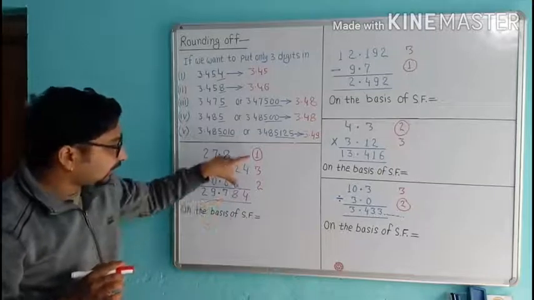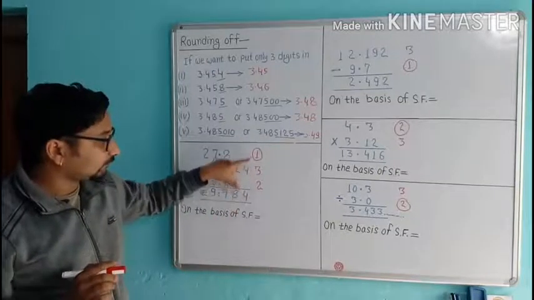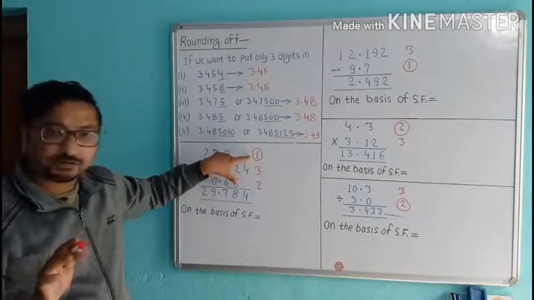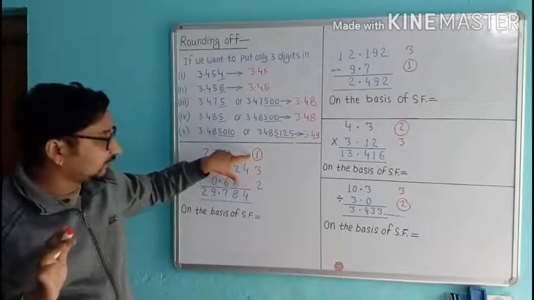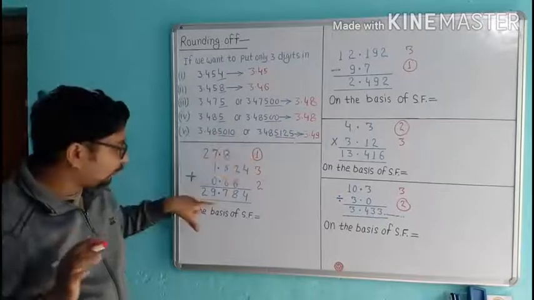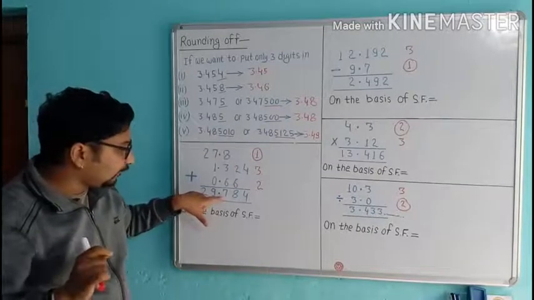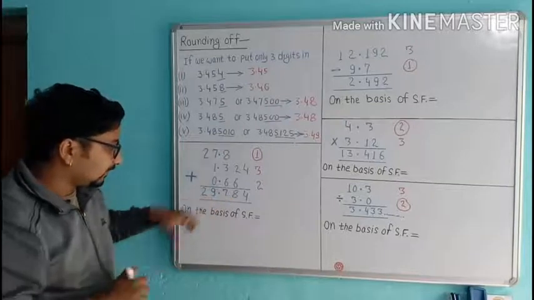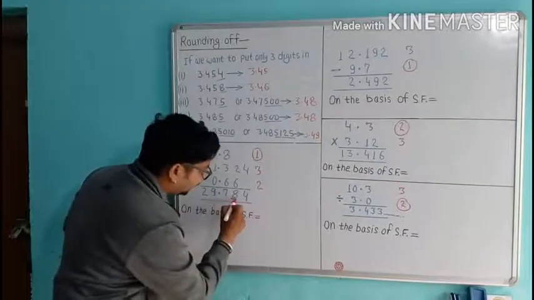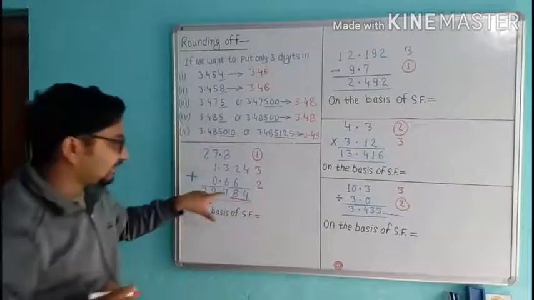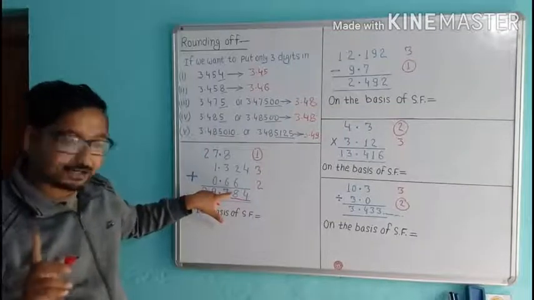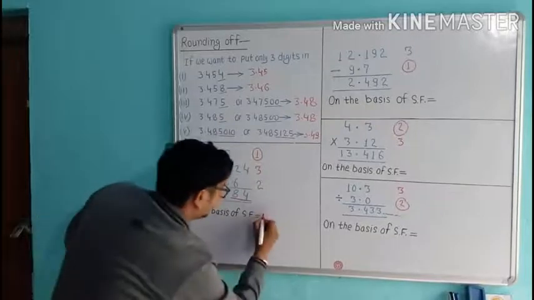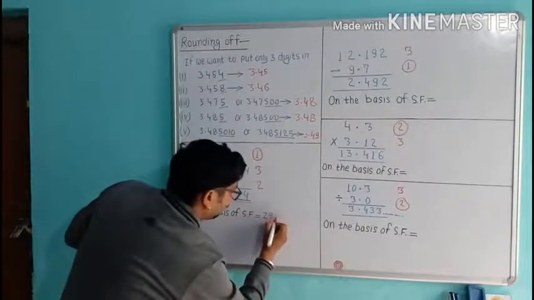Now, since in 27.8 this is the lesser number, 1, we can put only one digit after decimal point. That means here we have to remove number 8 and 4. Since this number 8 is greater than 5, on the basis of significant figures, we write this answer as 29.8.